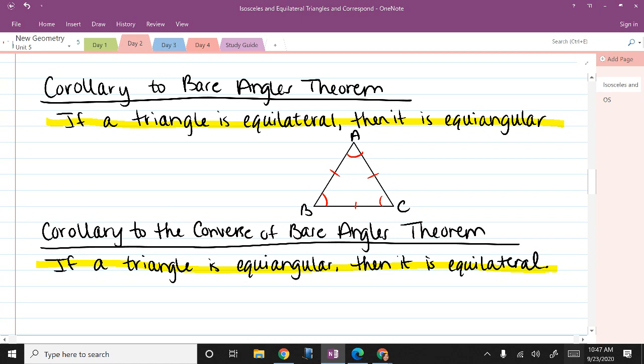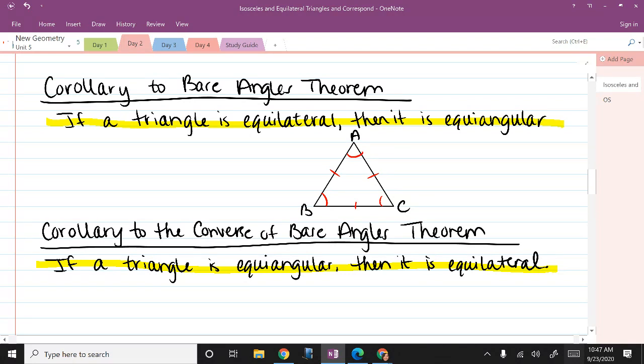Now remember, we talked previously that a corollary is a theorem that you get from a previous theorem. Like we had, I think it was yesterday, a corollary to the triangle sum theorem: when you have a right triangle, the two acute angles in the right triangle are complementary, right? That was a corollary to the triangle sum theorem because it was based off of all angles in a triangle having to be 180. This one is going to be based off of the base angle theorem. This one is based off of the converse to the base angle theorem.